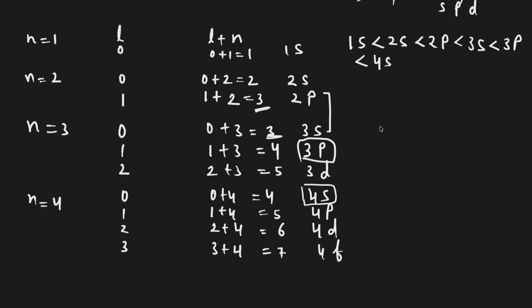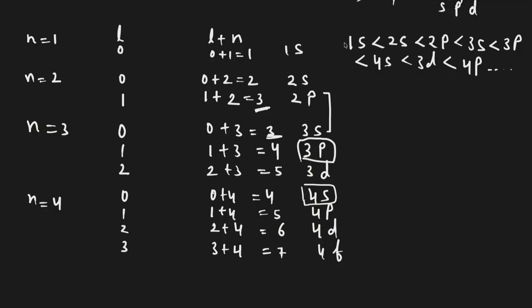Now in the next case also, should I write 3d first or 4p, because both have the same n plus L value? So in this case 3 is lower than 4, that is why 3d is going to fill first followed by 4p. So in this way you can fill the rest of the orbitals. So this is the sequence of the increasing order of the orbitals.